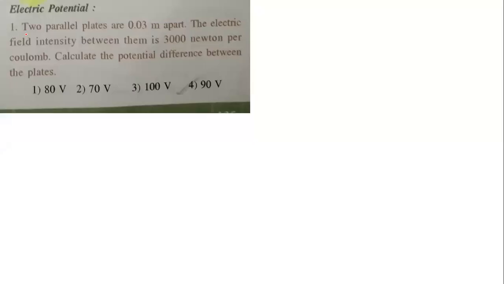Look at question number 1. Two parallel plates are 0.03 meter apart. The electric field intensity between them is 3000 Newton per Coulomb. So the electric field intensity E is given as 3000 Newton per Coulomb, and the plates are separated by a distance of 0.03 meter. Now they're asking me to find the potential difference between the plates.